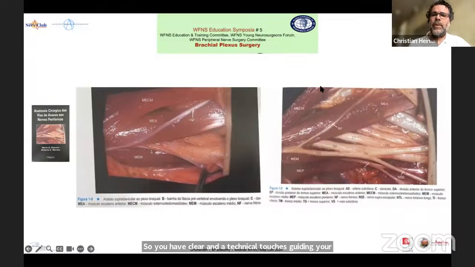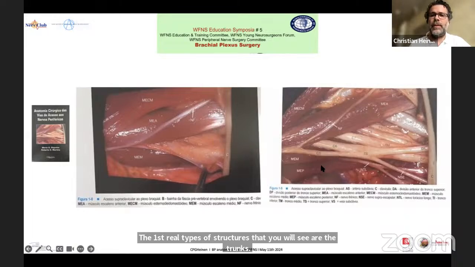So sternocleidomastoid muscle, omohyoid muscle, which is retracted, anterior scalene muscle, phrenic nerve. You find the plexus, you find the middle scalene muscle, you find the subclavian artery, and you have the clavicle. And from there on, you will develop all these plexus structures. And going back to this one, as you find here, the first real plexus structures that you will see are the trunks, not the spinal nerves usually.